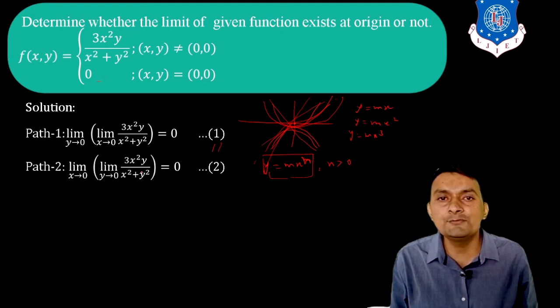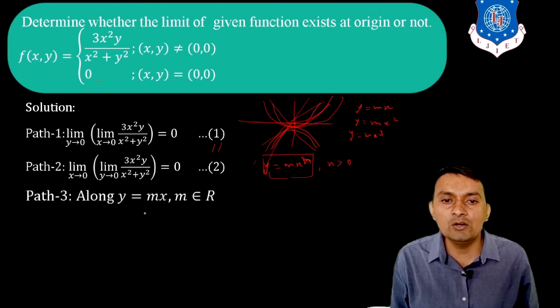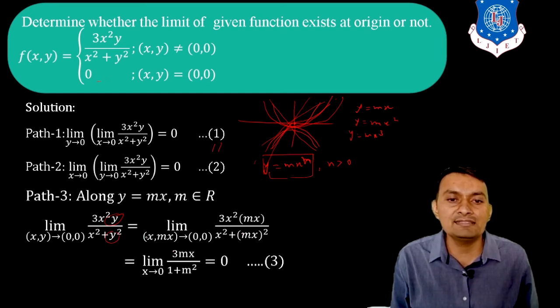Ultimately, in generalized form, the limit must be the same for all the paths passing through the origin. Only if all the paths have the same limit can we say that the limit exists; otherwise it does not exist. So let us first see path number 3, along y is equal to mx. We assume y is equal to mx here; after simplifying this is a function of x, and m is a constant number.